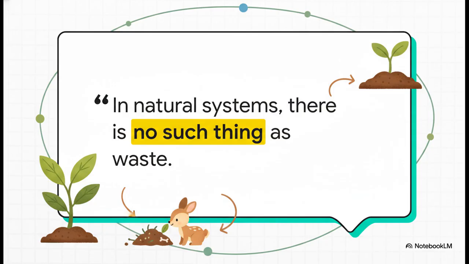Out in nature, nothing is wasted. Everything is part of a cycle. A leaf falls, it decomposes, and it becomes food for the soil so new things can grow. Nothing is ever really thrown away, because in nature, there is no away. It's just a perfect, self-contained loop of use and reuse.